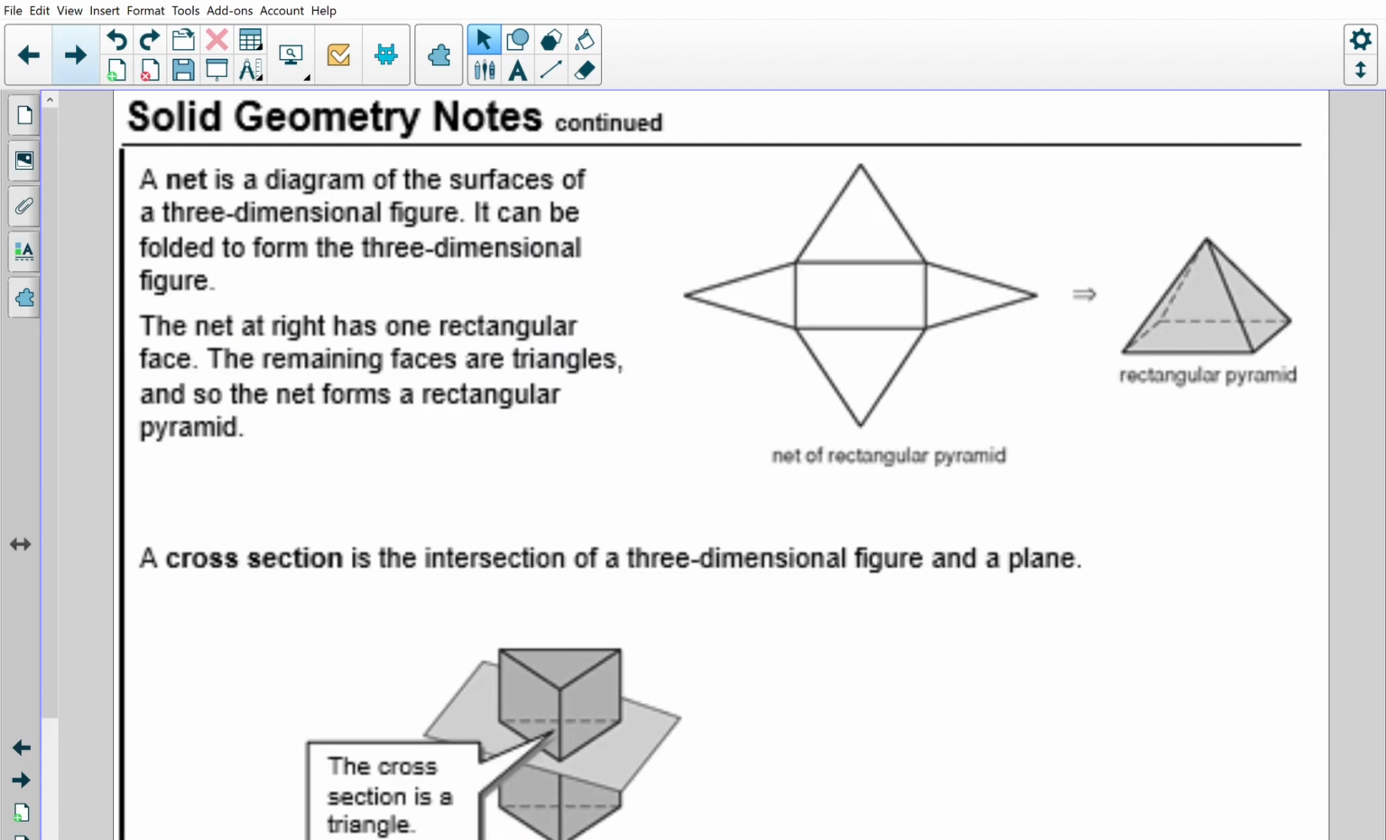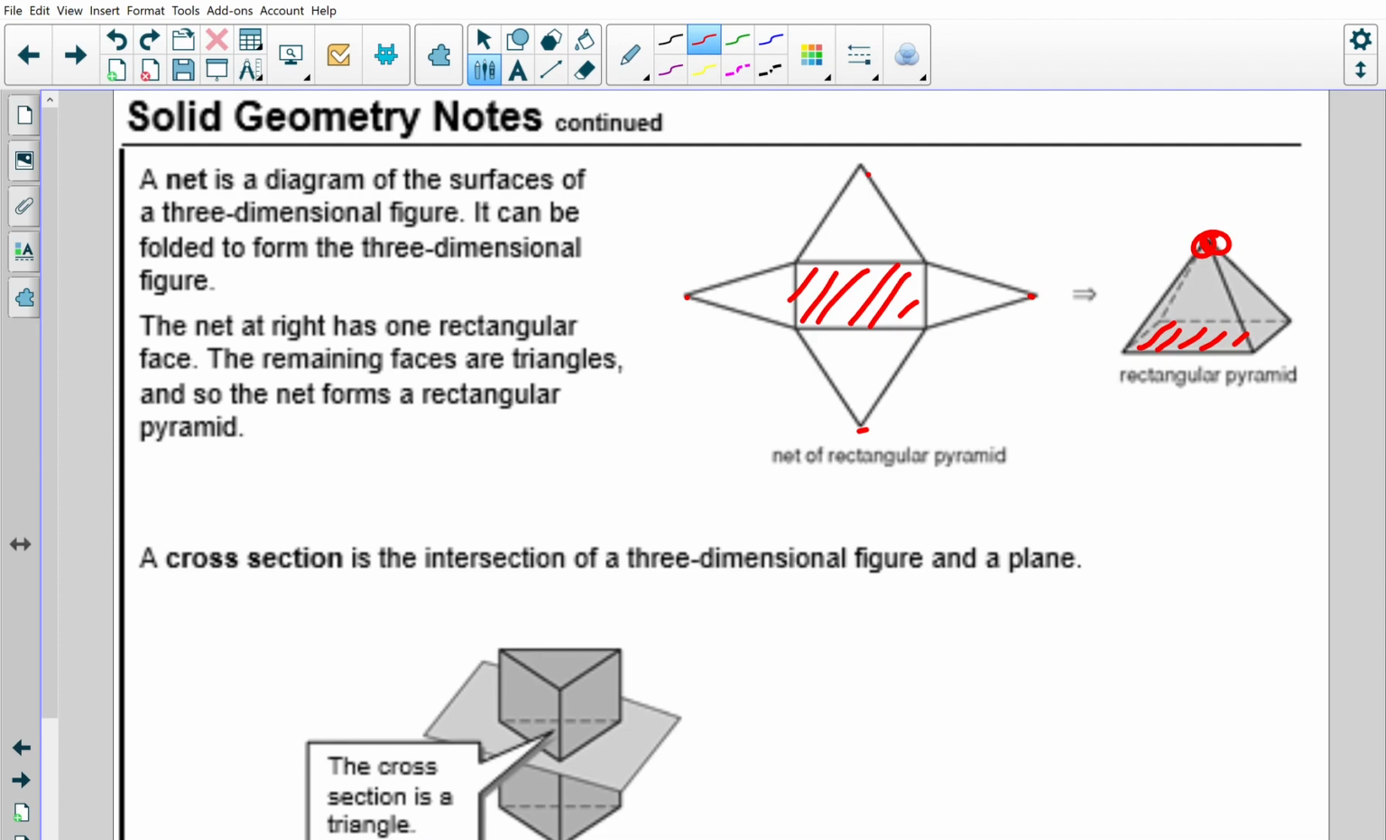More solid geometry, a net. Maybe you've done this in a prior class, but this is where you basically take the surfaces of a three-dimensional figure and cut it so it can go flat. And then you fold it back together. As you can see here, you've got what's called the net of the rectangular pyramid, because it's got a rectangular base. And then the triangles all meet at one point.